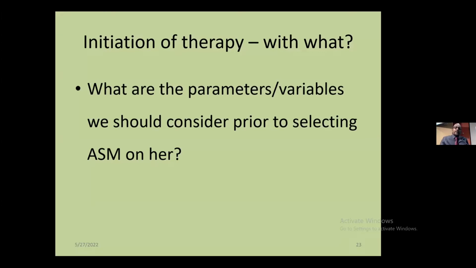And so, now we have started treatment. So we know what to start, and what parameters or variables should we consider before selecting the anti-seizure medication for this particular patient. What do you think? What are the things that we should consider, especially in this particular era?